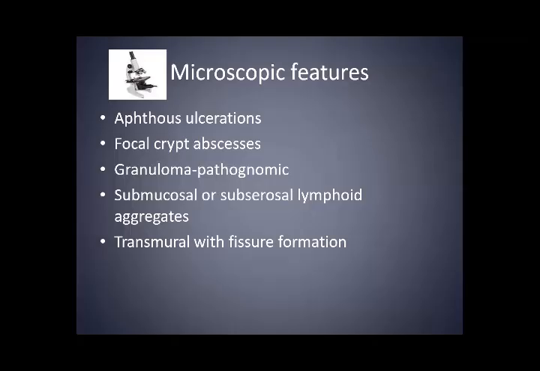Okay, microscope. If we look under the microscope after taking a biopsy, focal crypt abscesses can be seen, granuloma, and submucosal and subserosal lymphoid aggregates, and it is a disease of transmural inflammation. So this is a very characteristic picture of Crohn disease. You can see the granuloma formation and abscess ulceration.